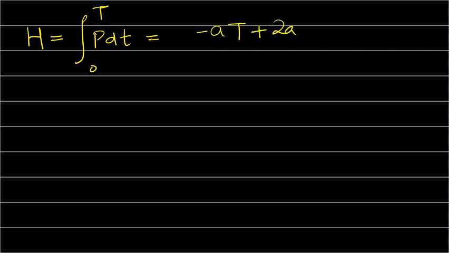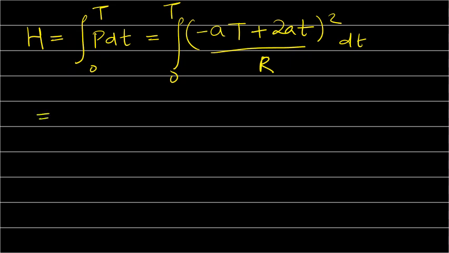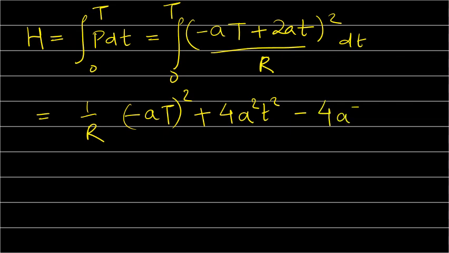This is very simple integration. You can easily calculate it. Just expand this to 1 by r outside because it doesn't depend on t. So if we integrate it, it's 2a square plus 4a squared t squared minus 4a t, sorry, a squared t t dt.